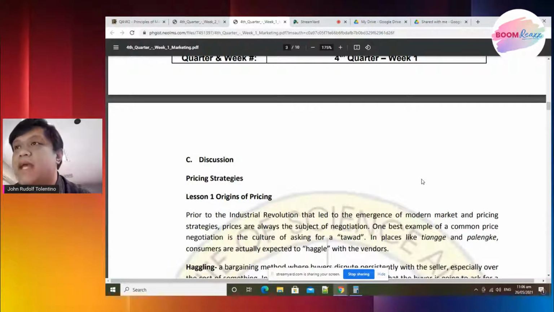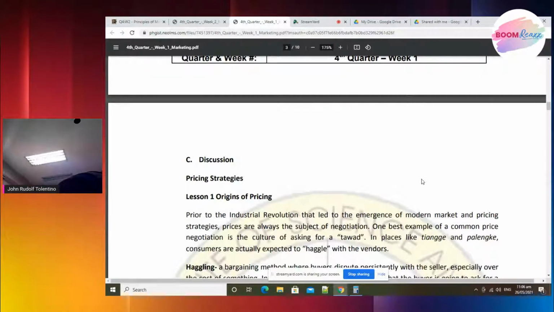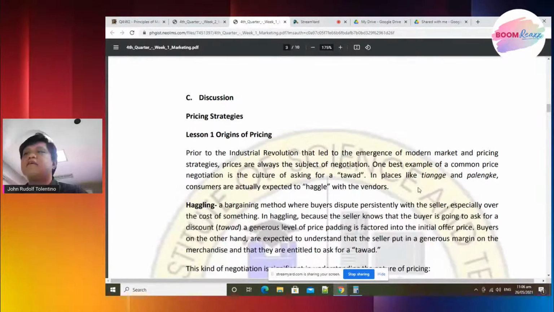Okay, so bigyan natin ng origin about the pricing. So prior to the Industrial Revolution, which is the current trend, the lead of emerge of modern market and pricing strategies, prices are always subject of negotiation. One best example of common negotiation sa culture is asking for tawad. Yes, you do it when you are buying a product in the market, right?